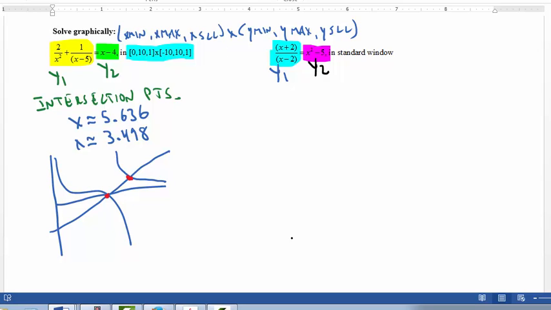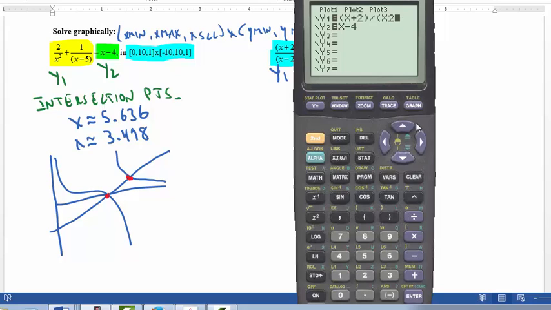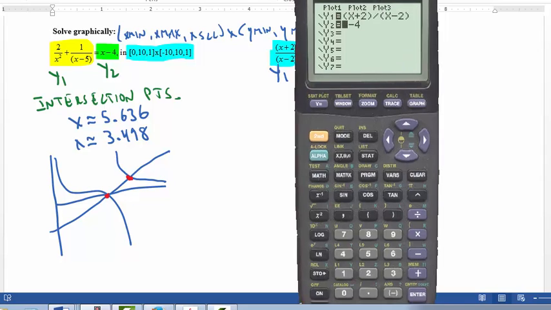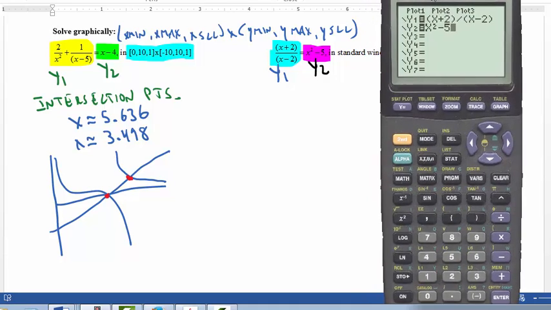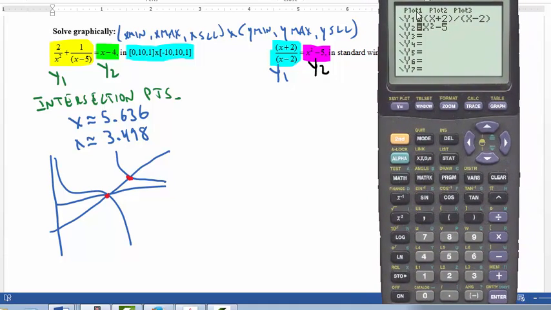Oops, sorry. Alright, x minus 2. And then my other one is just x squared minus 5. And now it says graph in standard window. So standard window I can get to just by doing zoom 6, which is standard.